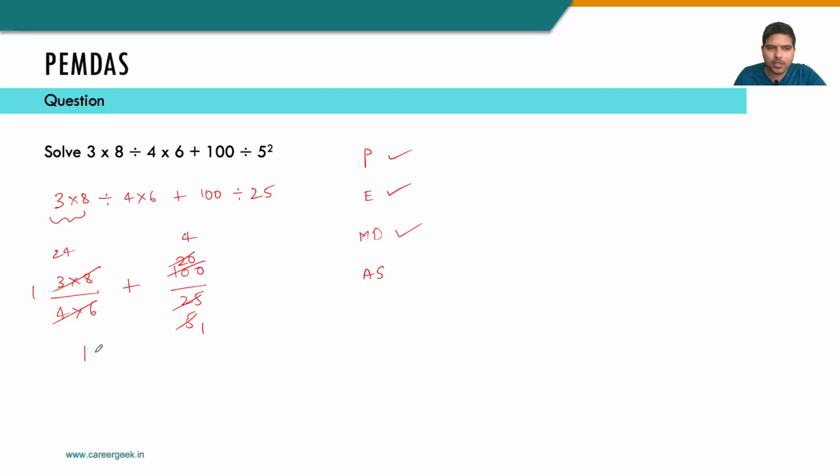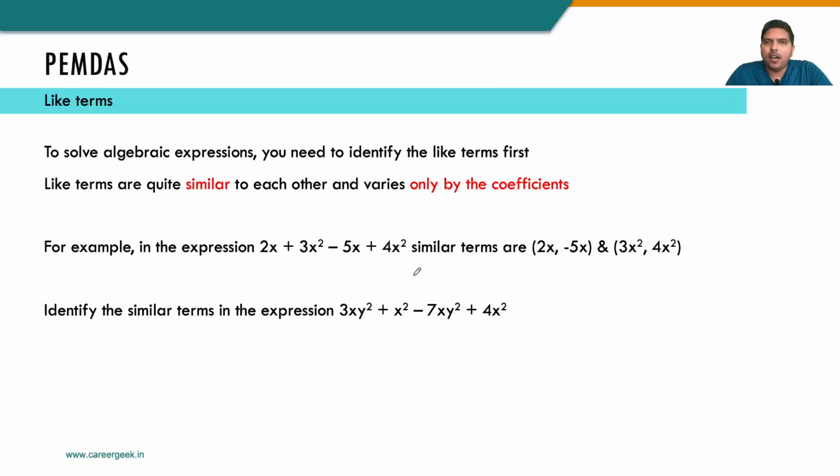So I'm left with the addition, right? Which is 1 plus 4, 5. So this is how you can solve any kind of logical operations in the order of preference. Now we'll see how we'll solve or add or subtract, basically, especially the variables, right?